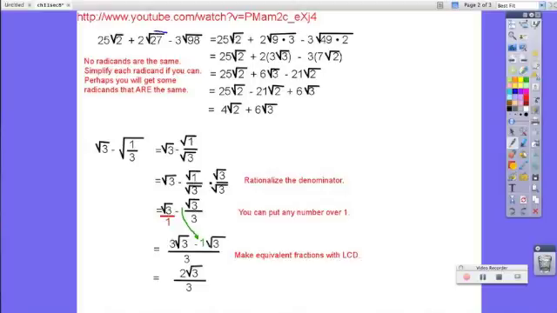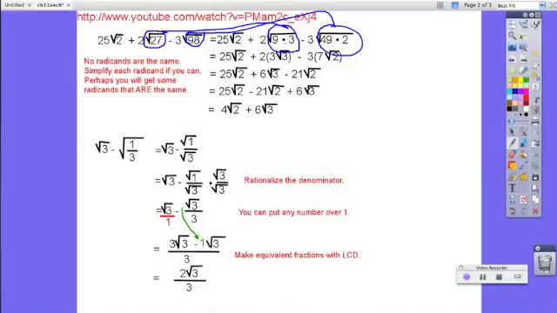Think about 27, the square root of 27. That is equal to the square root of 9 times 3. Think about 98. 98, the greatest perfect square is 49. That's equal to the square root of 49 times 2.